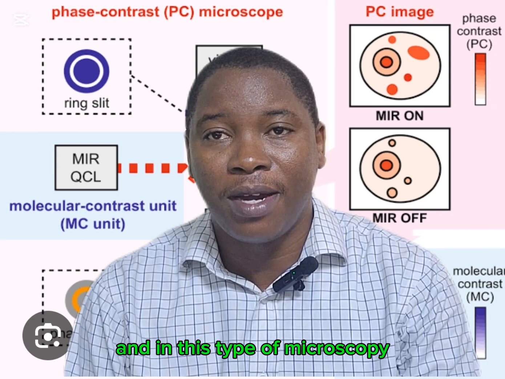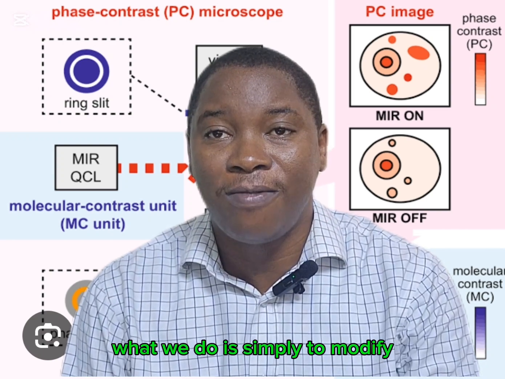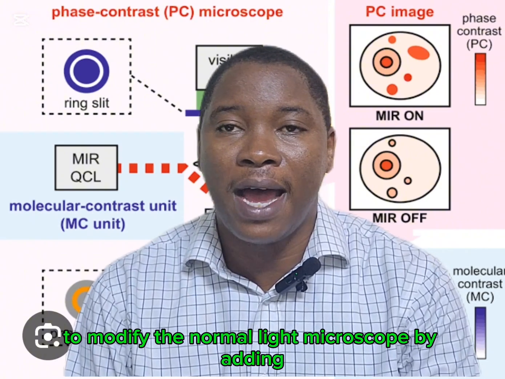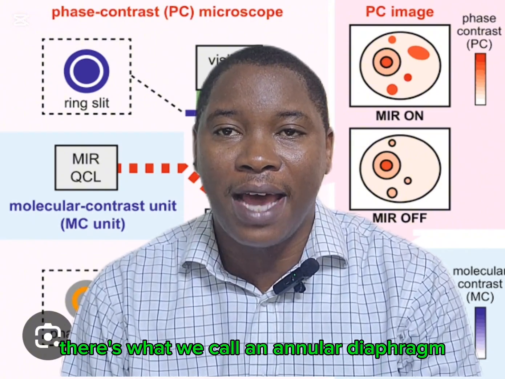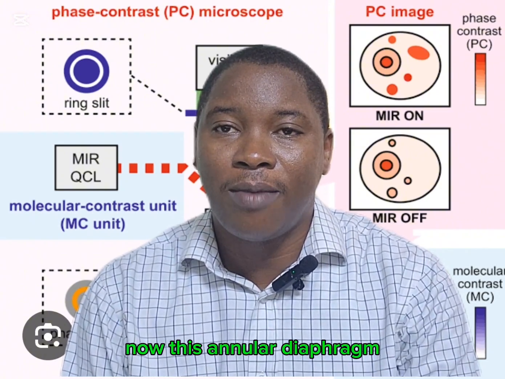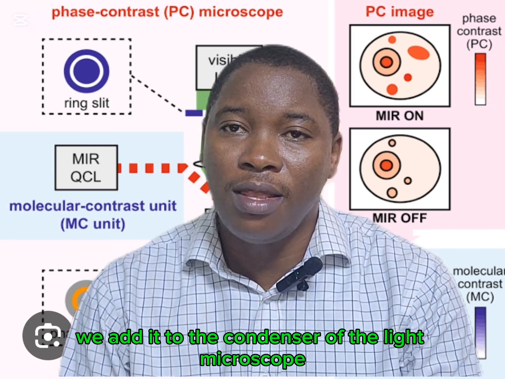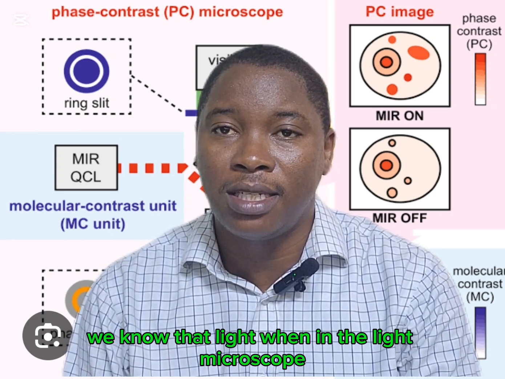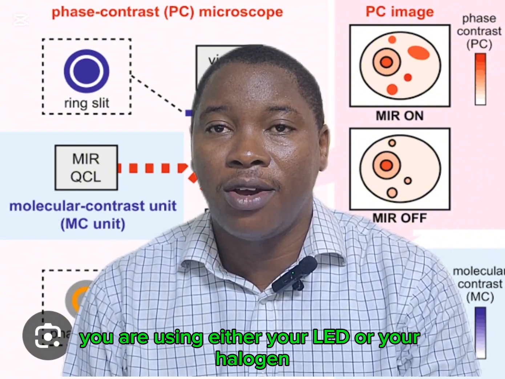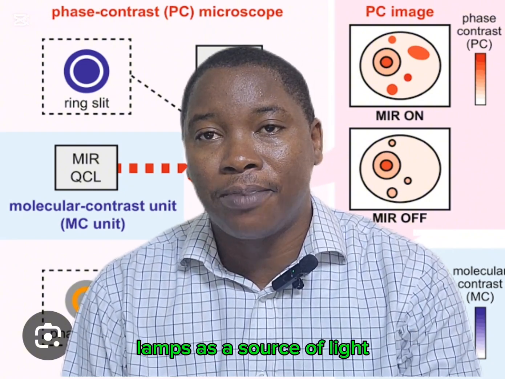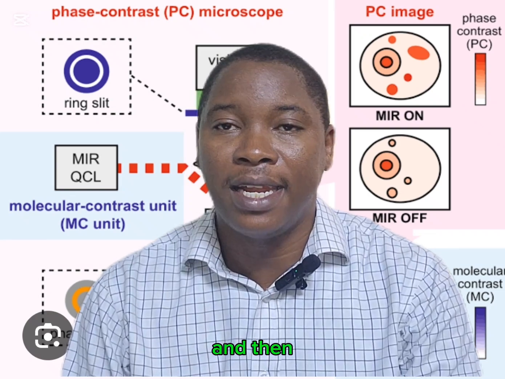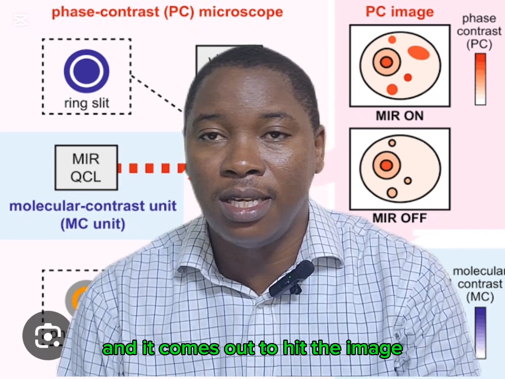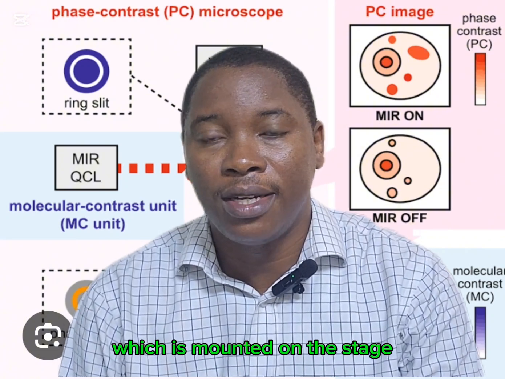In this type of microscopy, what we do is simply to modify the normal light microscope by adding what we call an annular diaphragm. This annular diaphragm, we add it to the condenser of the light microscope. We know that in the light microscope, you are using either your LED or your halogen lamps as a source of light, and then that light is channeled through the condenser and it comes out to hit the image which is mounted on the stage.